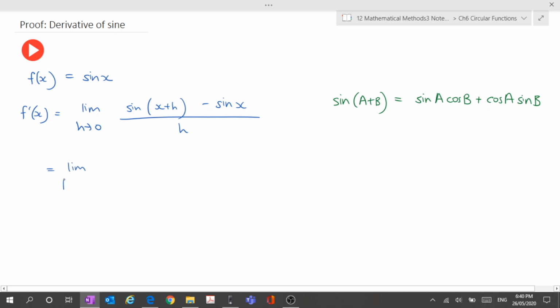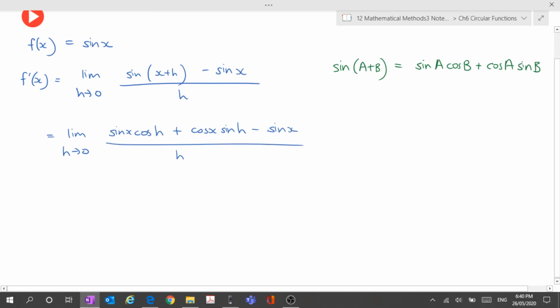Okay, limit as h approaches 0 of sine x plus h. I'm going to use this. So sine x cos h plus cos x sine h. Cos h, not hyperbolic cos. And then minus sine x, all divided by h.